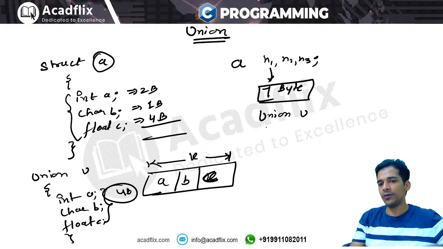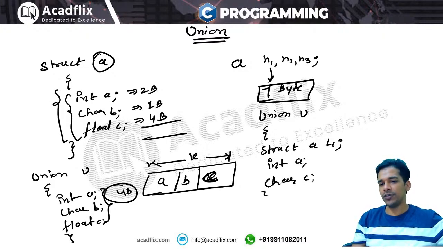For example, if you have a union U, in this union U you can declare a variable of structure type, structure A, let us say L1. तो मैंने एक स्ट्रक्चर A डिक्लेयर किया L1 टाइप का, and then I can take another variable also like integer a and char C. This means that in this union U we have three members. One member is a structure. In this structure we have three members.